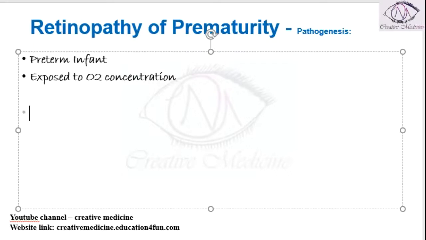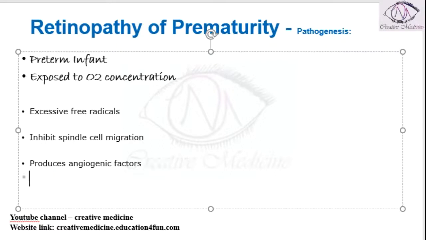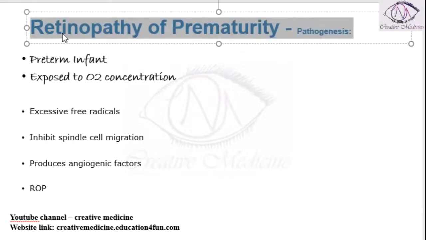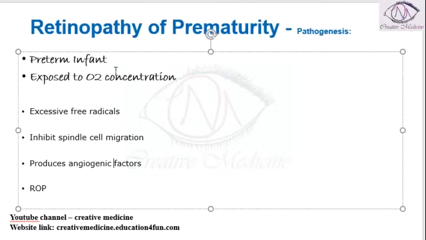Once the preterm infant is exposed to oxygen concentration, there is development of excessive free radicals which inhibit the spindle cell migration, producing angiogenic factors resulting in retinopathy of prematurity. So this is the pathogenesis of retinopathy of prematurity. So because of the angiogenic factors, increased blood vessels are formed.